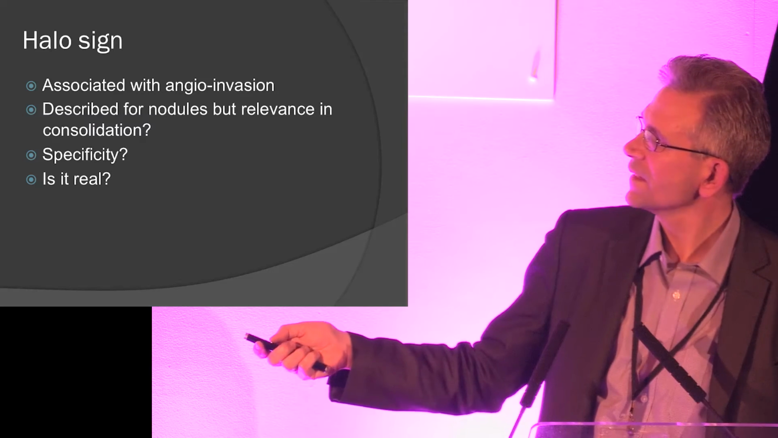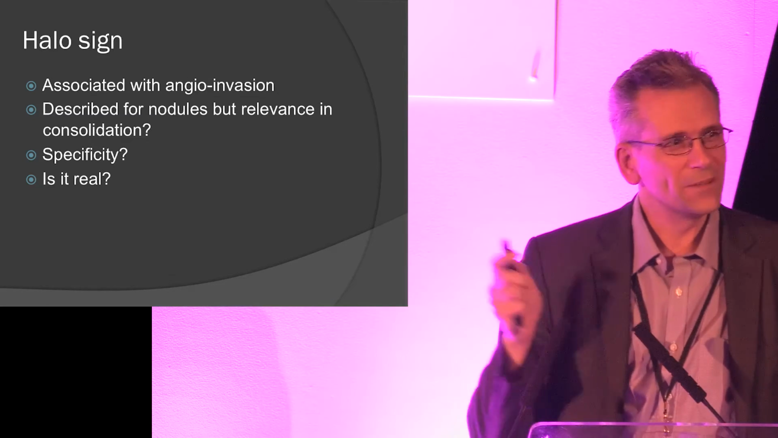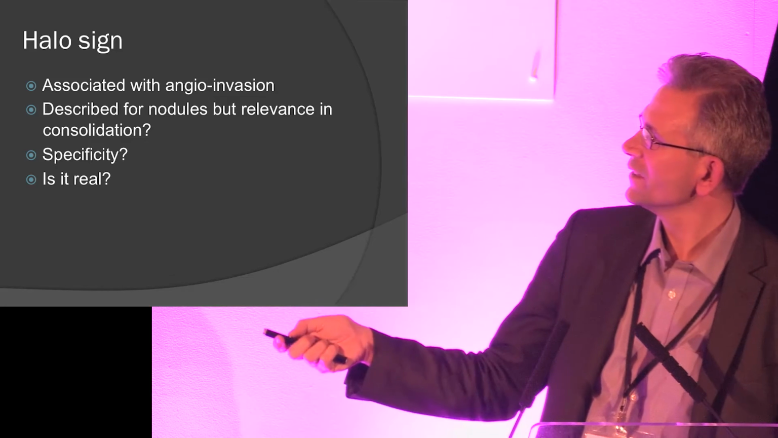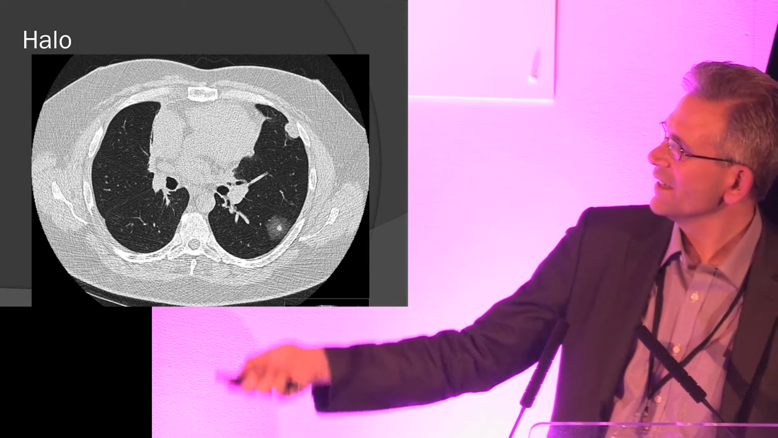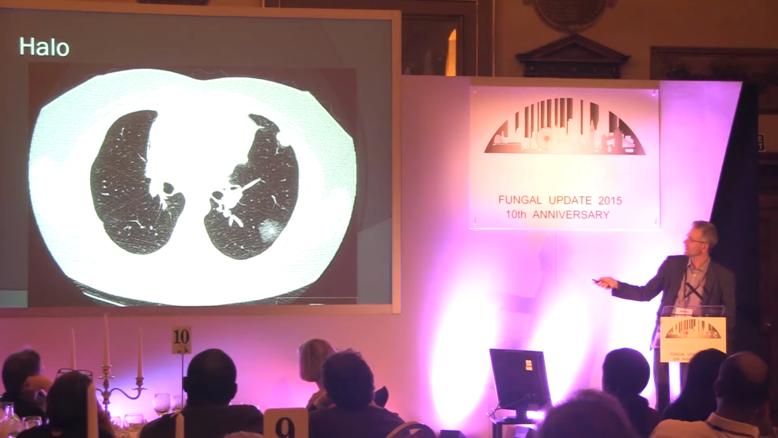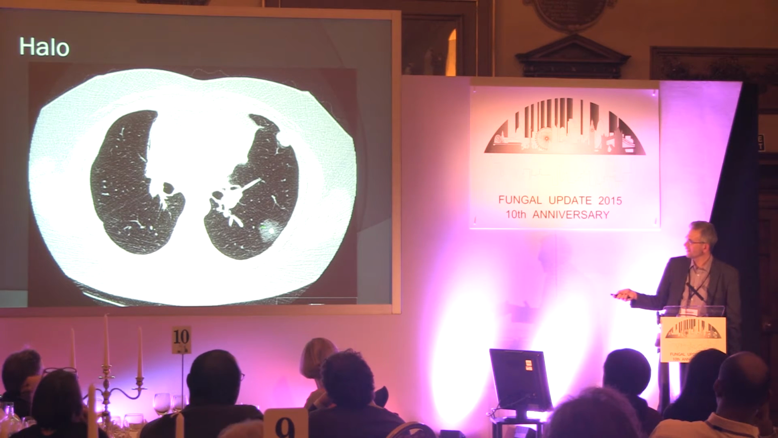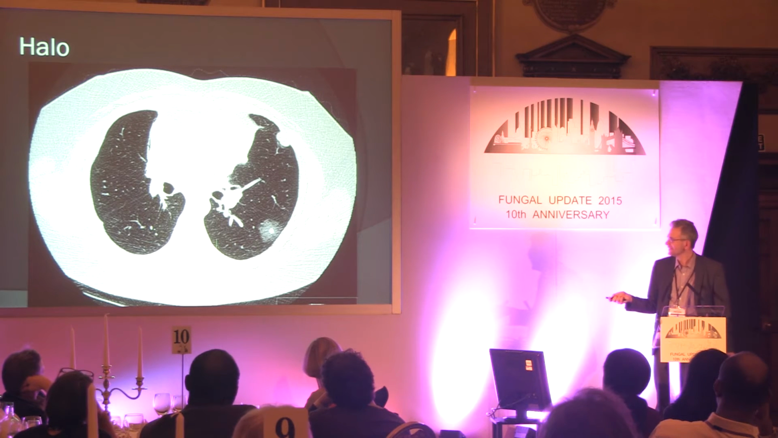So the halo sign, associated with angioinvasion, only if you get the alveolar hemorrhage. Describe the nodule's relevance to consolidation. We've deemed that. Is it specific? Is this the same pathology? The lovely, well-defined, rounded nodule there, and that nodule with a halo. I must admit, I would look at that and think, yeah, that does look pretty good for a halo. Okay, so I would give that. But then again, what's causing that? Is it the same pathology?